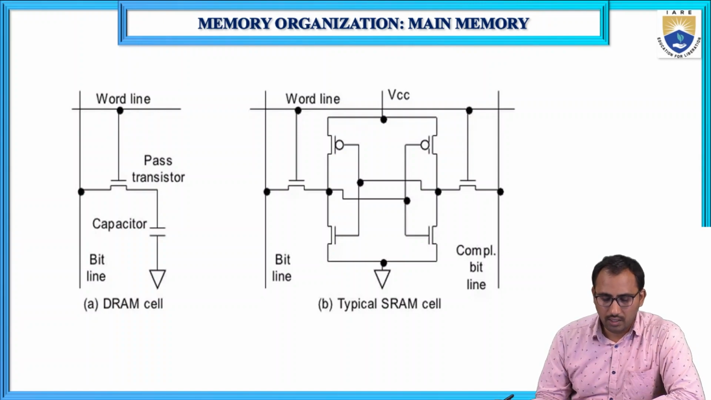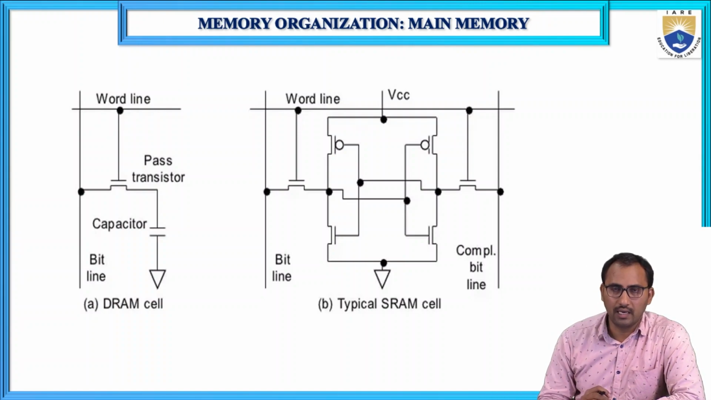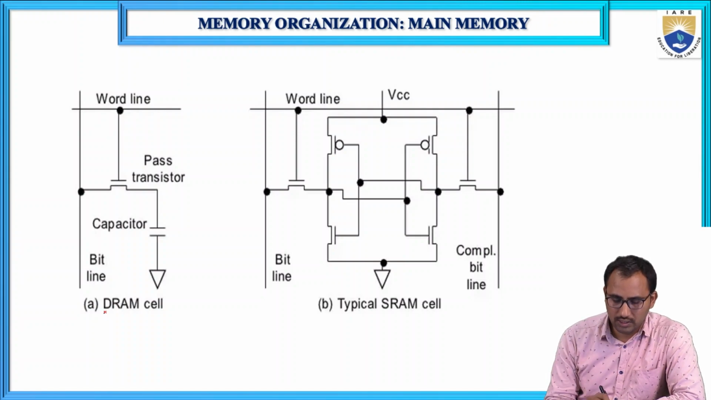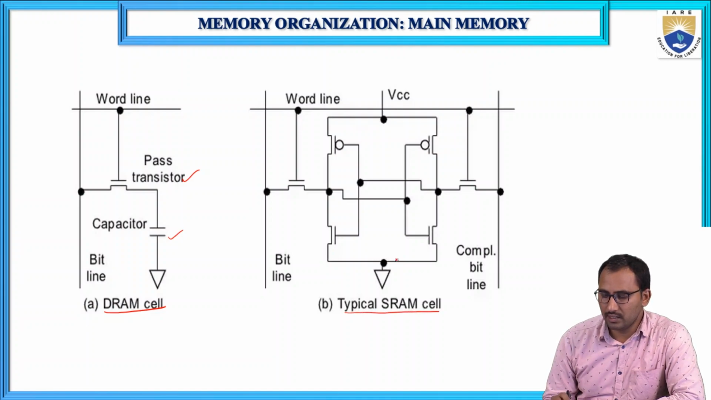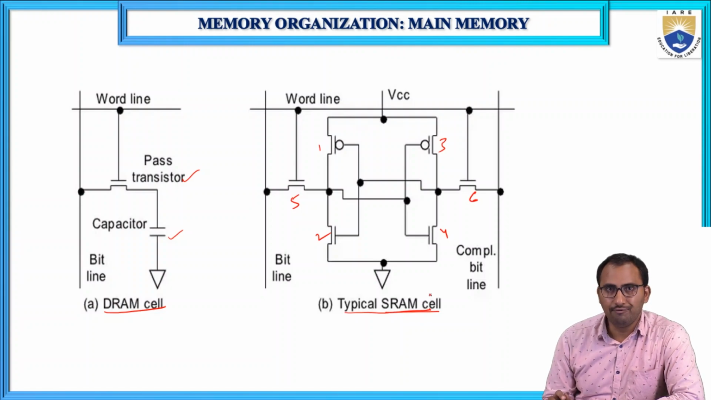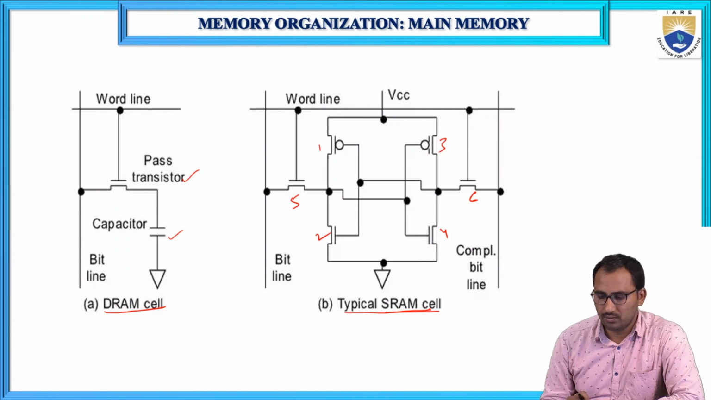Here you can see how the DRAM cell and SRAM cell are designed. This is a DRAM cell. It is implemented using one pass transistor and one capacitor. And a typical SRAM cell is designed with 6 MOS transistors: 1, 2, 3, 4, 5, 6. So in order to implement this SRAM cell, we require 6 MOS transistors.